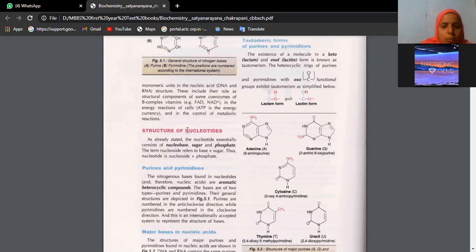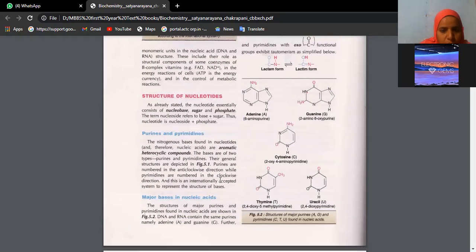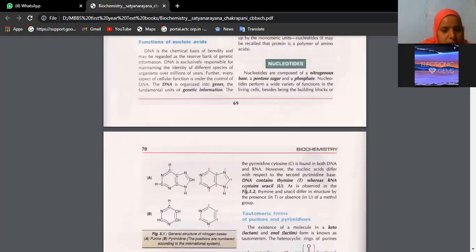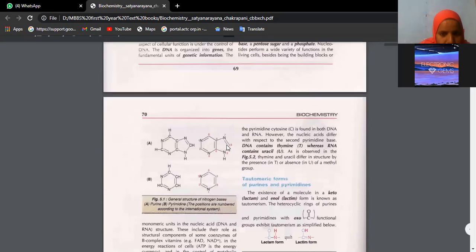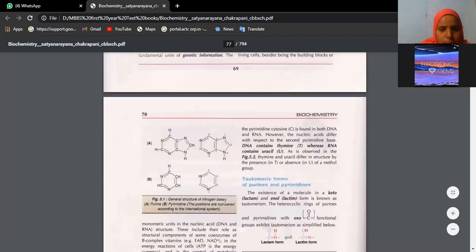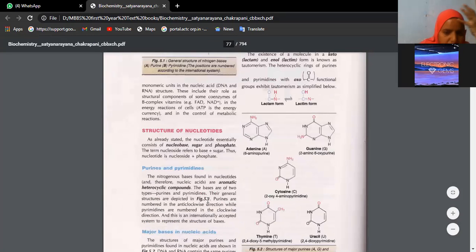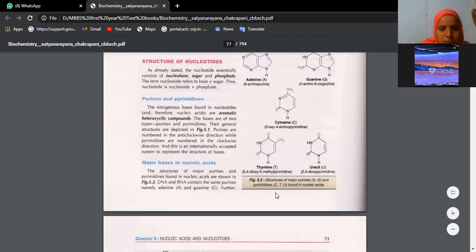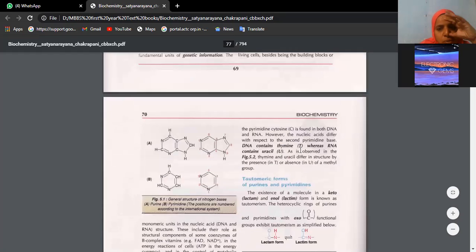Now you should talk about the nucleotides, like we have purines and pyrimidines. We know all this. We will see the 5.1 figure once. This is the general structure; we need not remember it. Structure-wise we don't require it, that is for sure. Then the major nitrogen bases we know: adenine, guanine, thymine, cytosine. In case of RNA we have uracil instead of thymine.